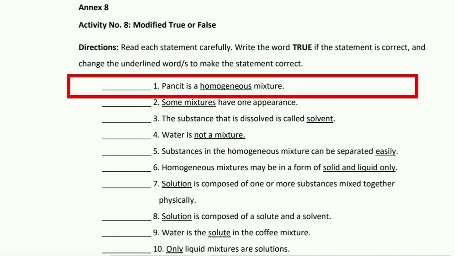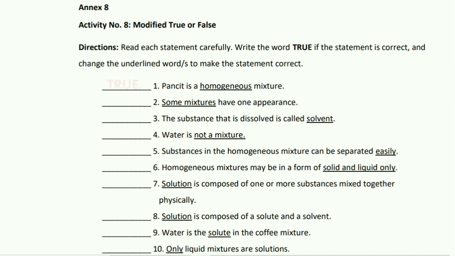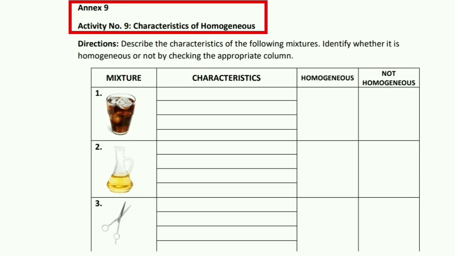For example, the first statement is, pancit is a homogeneous mixture. What do you think? Is this correct or not? If you think this is correct, then write the word true in the blank. However, if you think it's wrong, then replace the underlined word, which is homogeneous, with the correct answer. Let's say the correct answer is heterogeneous. Just write the word heterogeneous in the blank before number 1. Do the same with the other items.